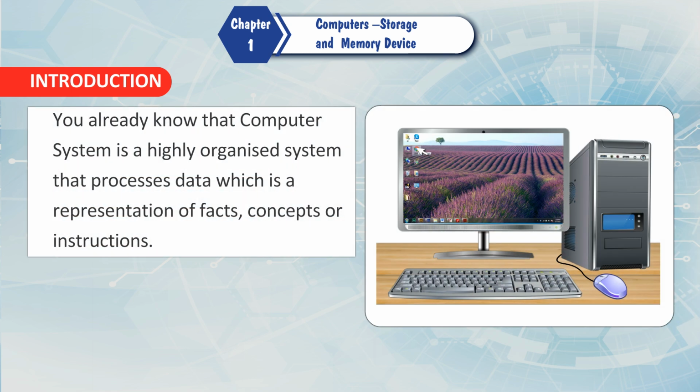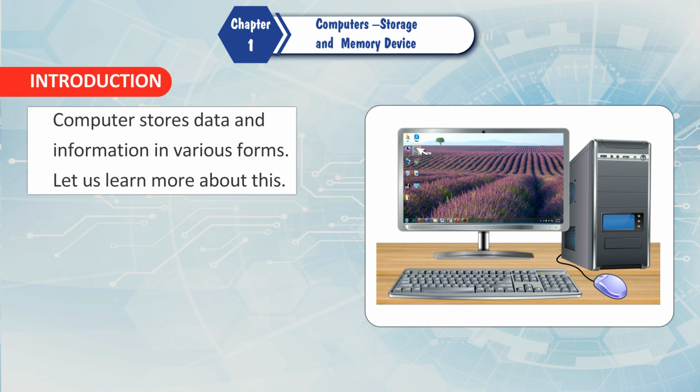Introduction. You already know that a computer system is a highly organized system that processes data, which is a representation of facts, concepts or instructions. Computer stores data and information in various forms. Let us learn more about this.